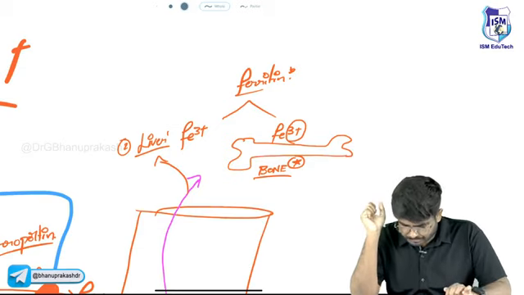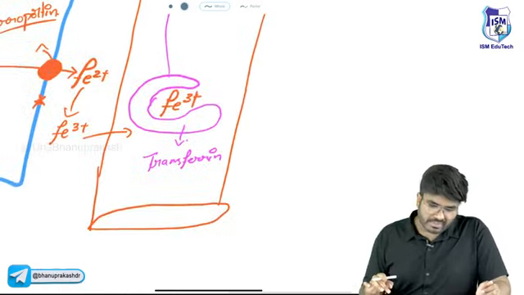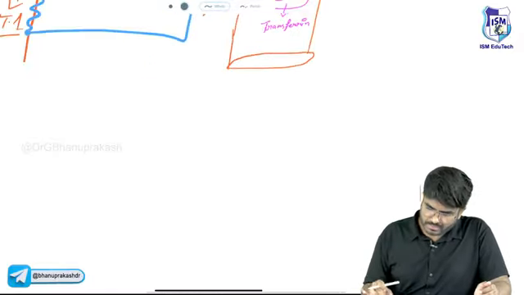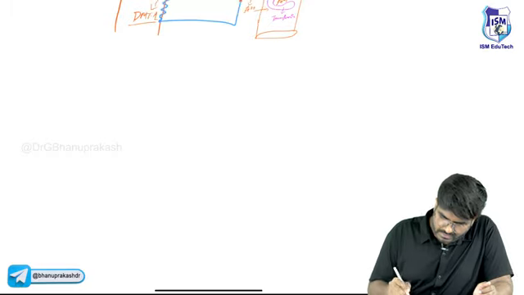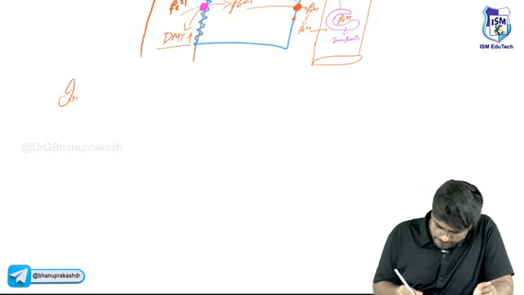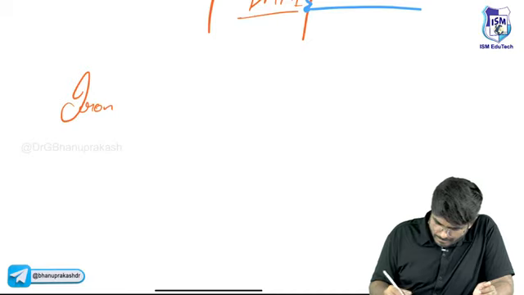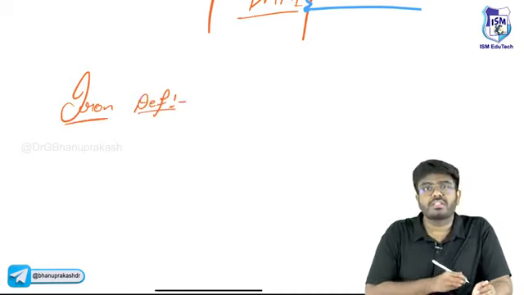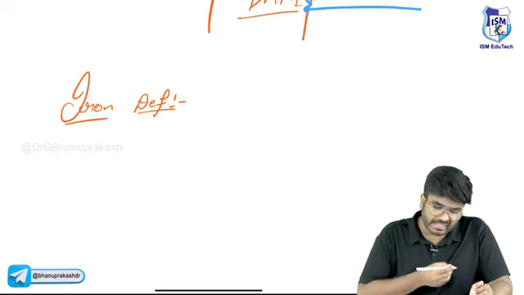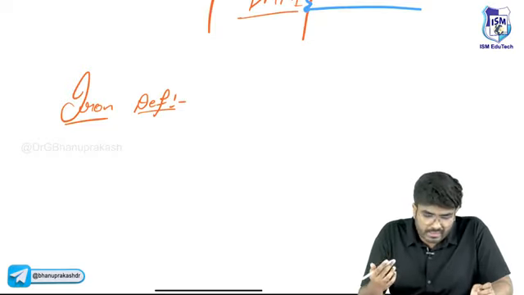Now, let me tell you why someone gets iron deficiency. Let's write here, iron deficiency. Why does someone get iron deficiency? What might be the reason? I have already told you, iron deficiency is the most common nutritional disorder in the world. It's very easy to get into iron deficiency.